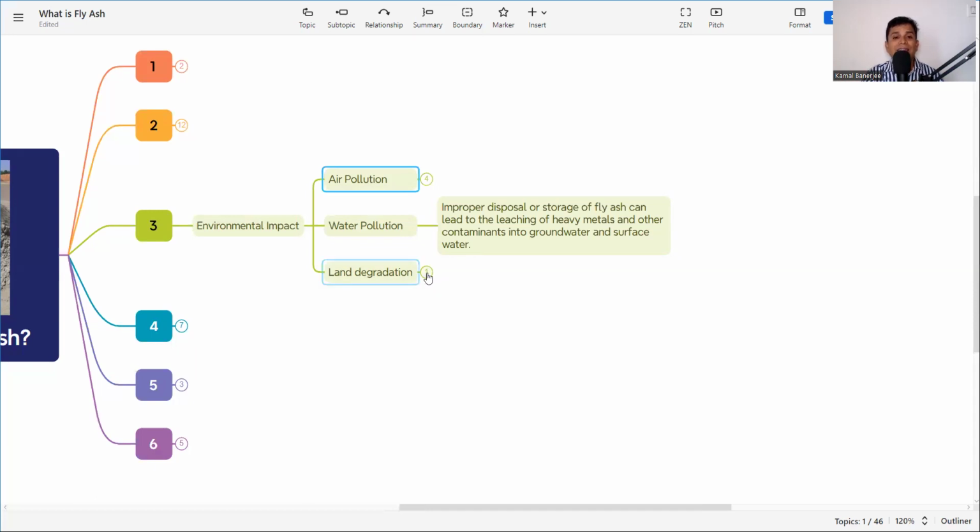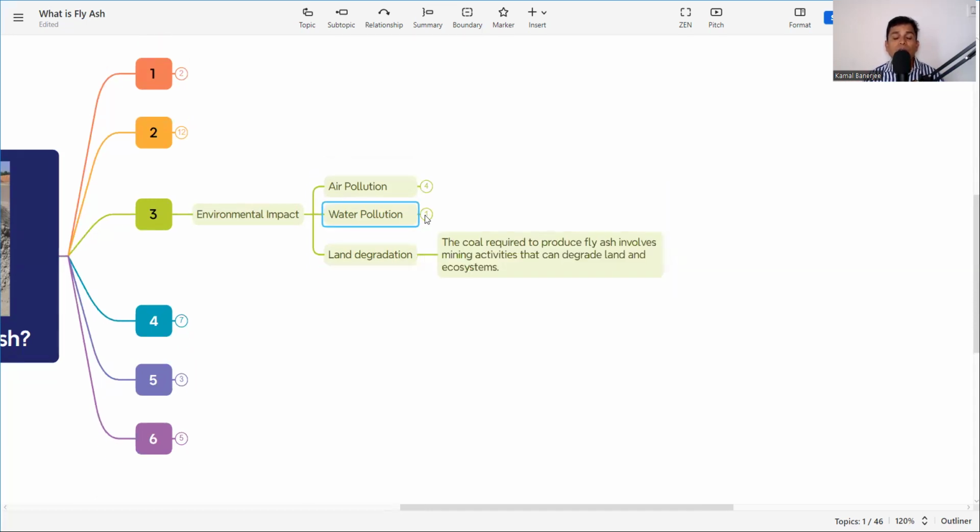And again, the land degradation. How is it? The coal required to produce fly ash involves mining activities that can degrade land and ecosystems. So fly ash can only be produced when coal is burned in the thermal power plant. But how does this coal come to our thermal power plant? It is mined, or dug from the earth. So again, it is land degradation. And also, whenever fly ash is disposed on the land, the land fertility will be less, and it will become deserted. So that is also not good for the ecosystem and the land.